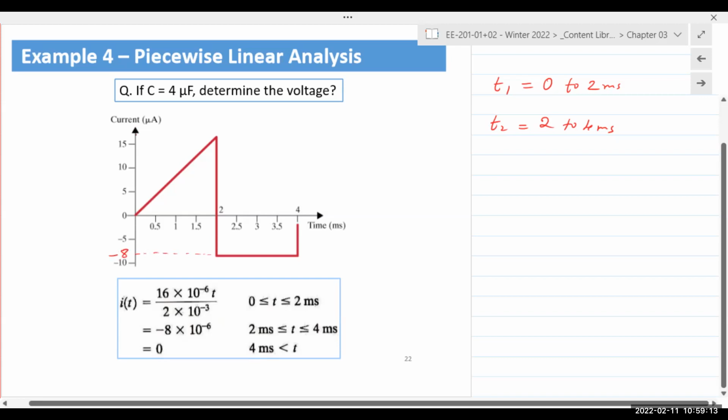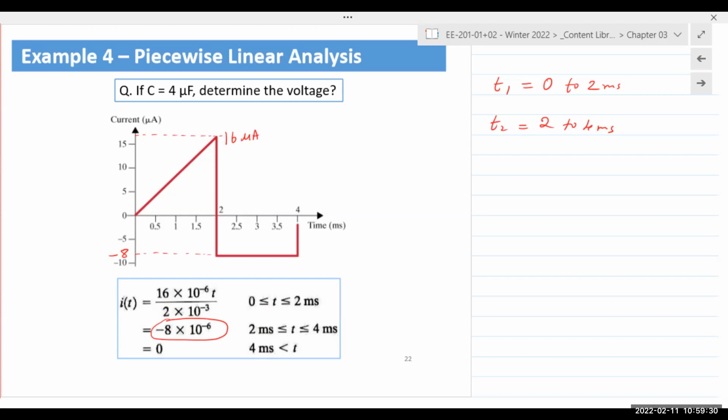And here, this value is 16. So 16 microamps and -8 microamps. And so hence, we can write I of t simply has a value of -8 microamps for the second time period. Make sense? Right?